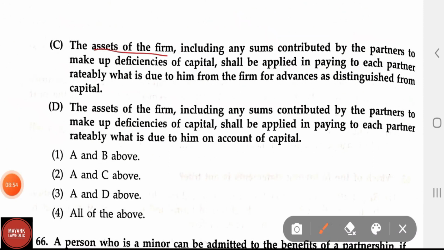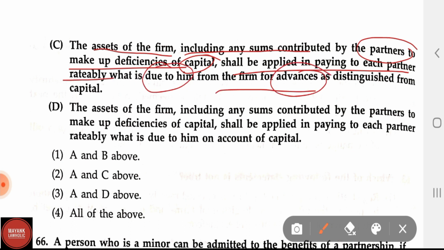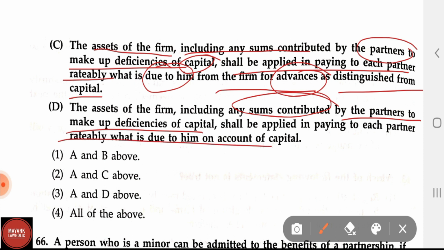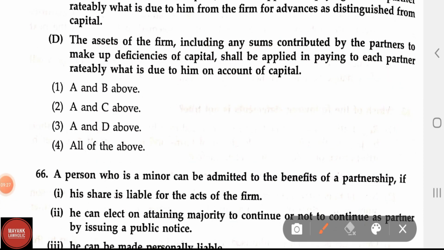Option C. The assets of the firm including any sums contributed by the partners to make up deficiencies of capital shall be applied in paying to each partner ratably what is due to him from the firm in respect of advances as distinguished from capital. Option D. The assets of the firm including any sums contributed by the partners to make up deficiencies of capital shall be applied in paying to each partner ratably what is due to him on account of capital. The options are: A and B above, A and C above, A and D above, and option 4, all of the above. So option 4 is the correct answer because all these statements are correct. Now let us see question number 66.